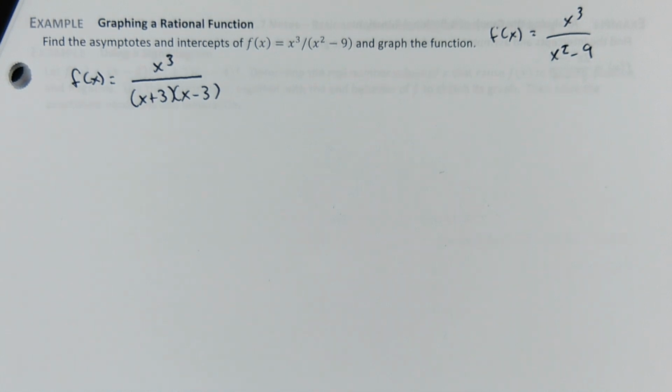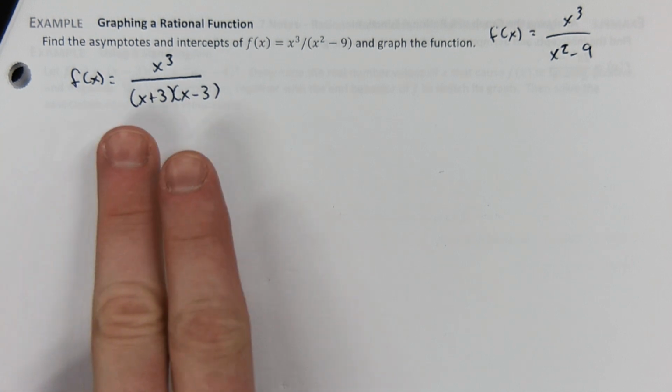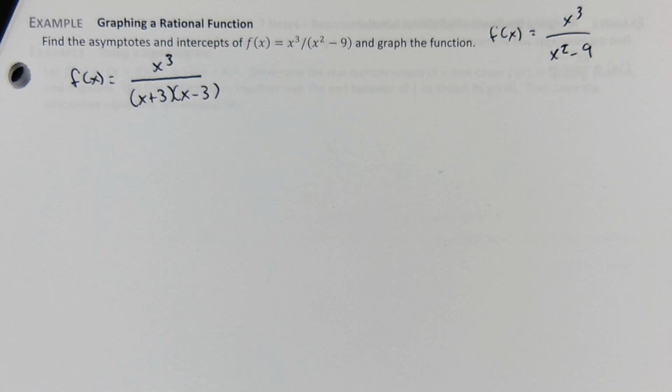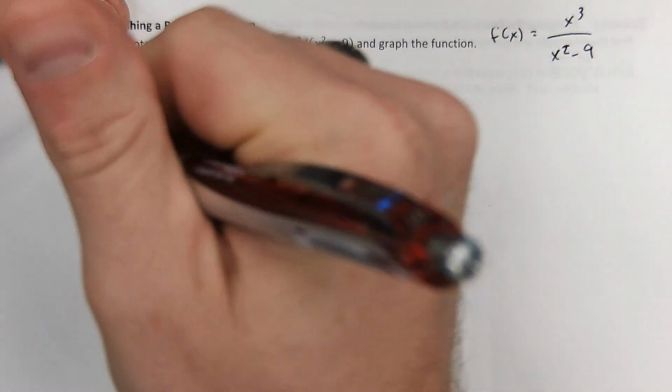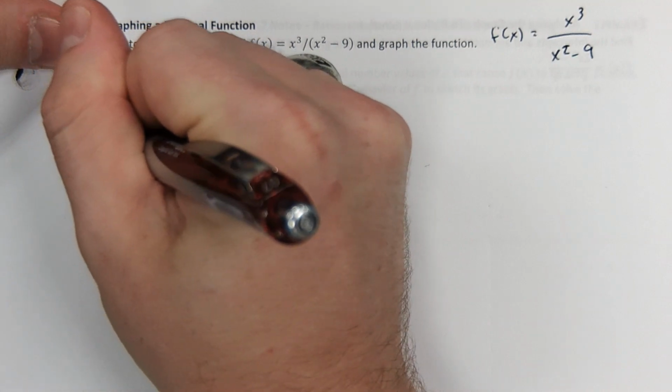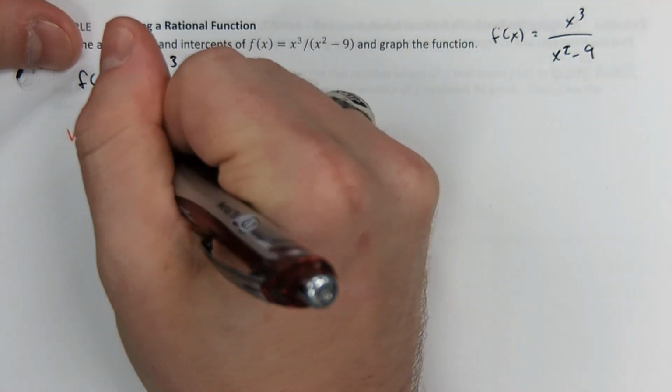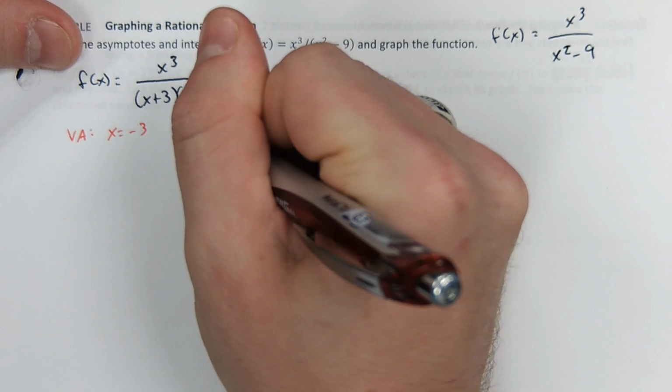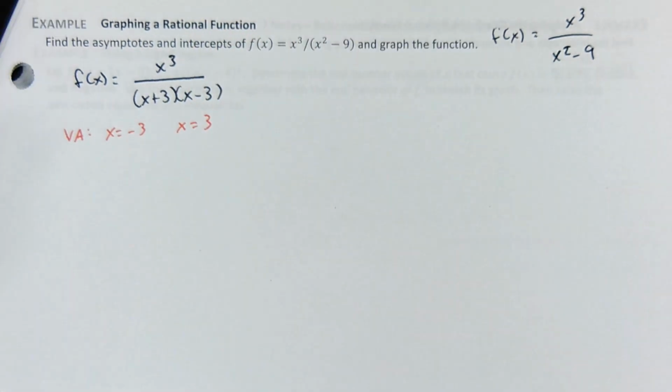Because no x's are canceling off the bottom, I know that this graph doesn't have any removable discontinuity, so no holes in this graph. But it does have two values for x that make me try to divide by 0. And since I have two values of x that would make me divide by 0, I have two vertical asymptotes. I have one at x equals negative 3, and I have another at x equals positive 3.